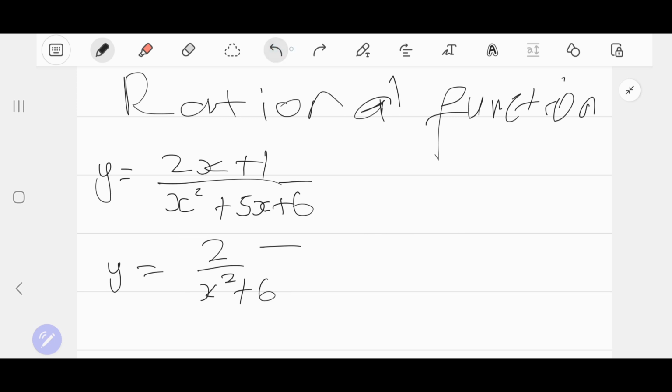So now, how do we find the domain of this type of function? This is how you find it, people.